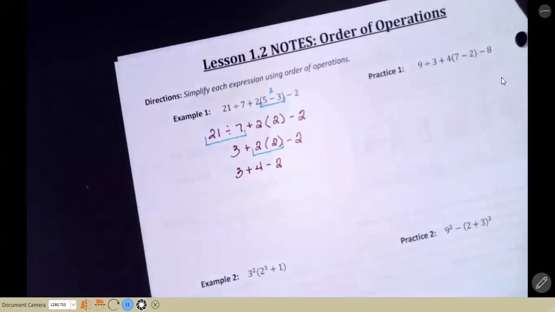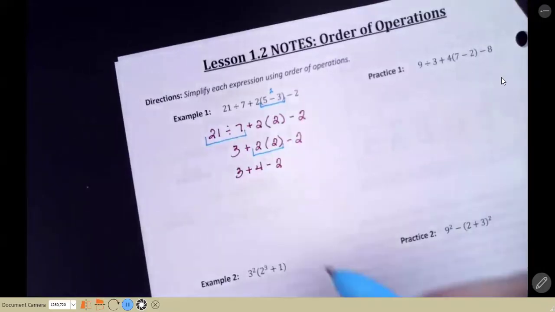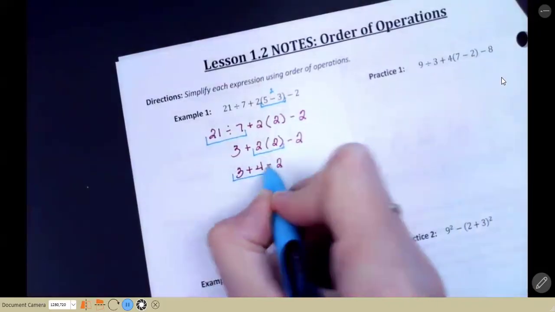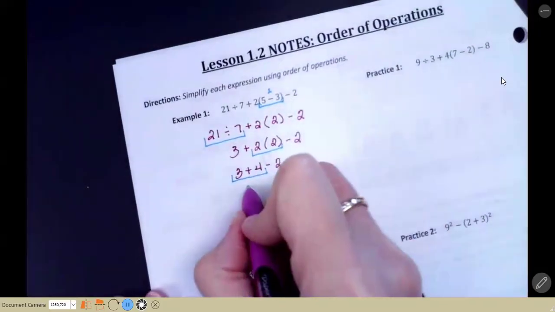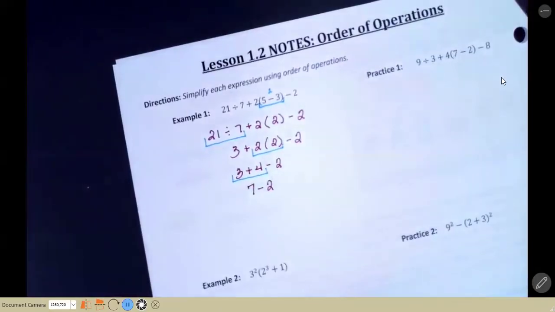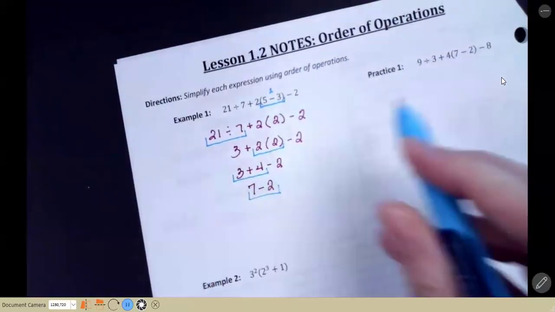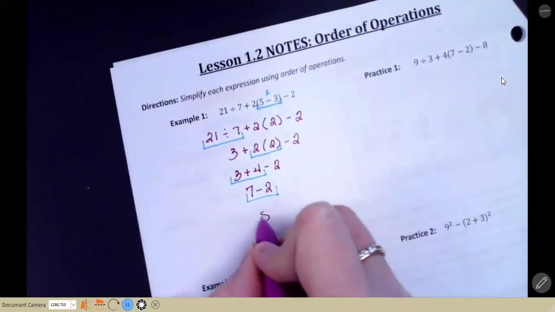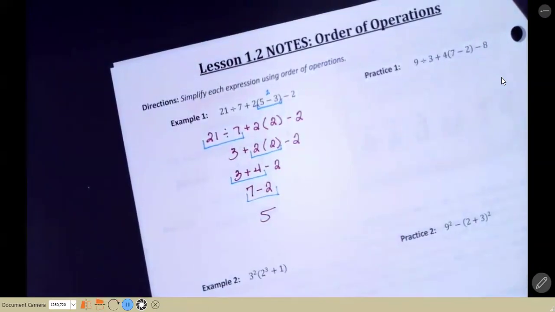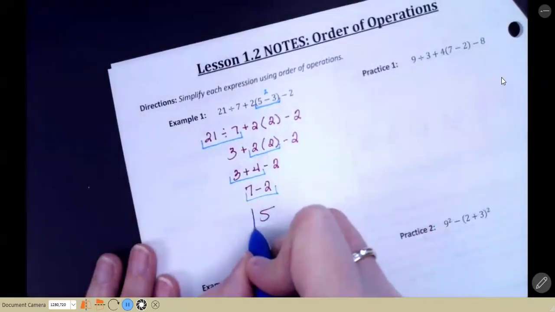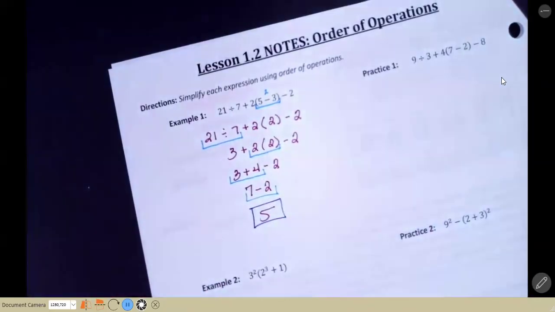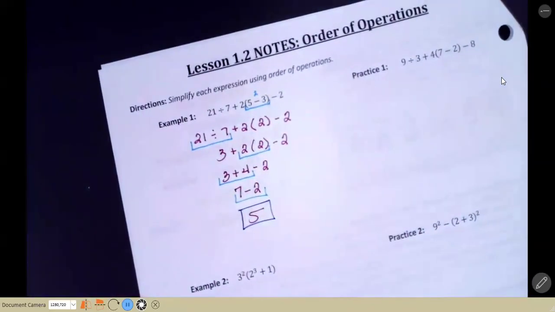Now, addition and subtraction, though, says, again, in order from left to right. And so since our addition comes first, we're going to add. Okay, and then we have our final answer of 5. Questions, comments, concerns?